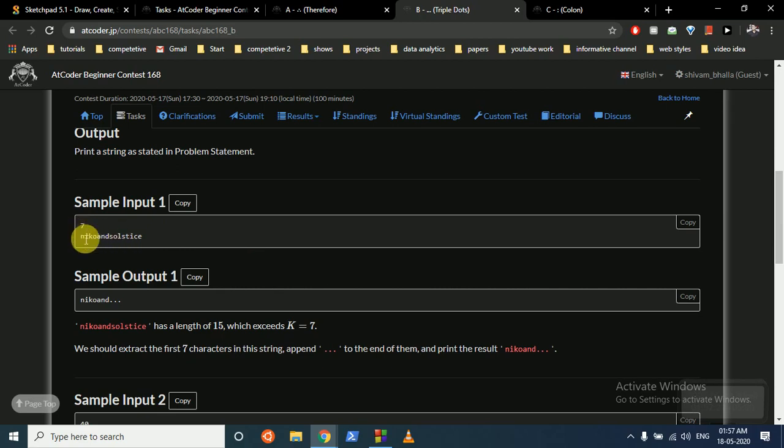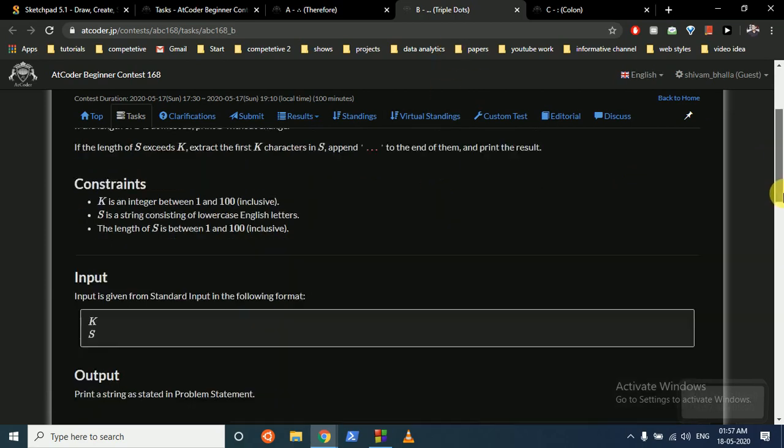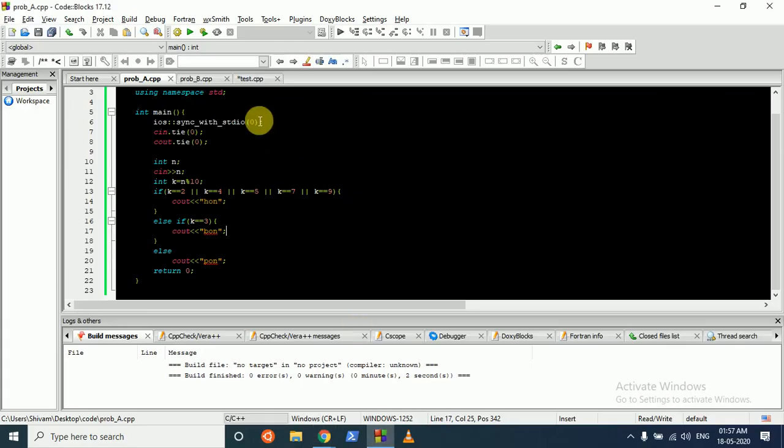So if the length of the string is more than 7, you just print the first 7 characters and then dot dot dot. If the length is less than or equal to 7, you print out the whole string. So that's the main logic. So what you can directly do is, if the length is less than or equal to k, you have to print the whole string.